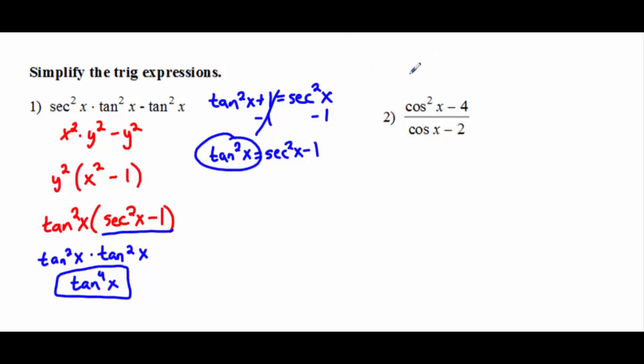So instead, what we want to do is think of the top part of this like it's x squared minus 4. Because if I think of it like x squared minus 4, that would factor into the difference of two squares, which means I have x plus 2 and x minus 2. Then if I change those back to cosines and look at what I have for my problem, something does cancel out.